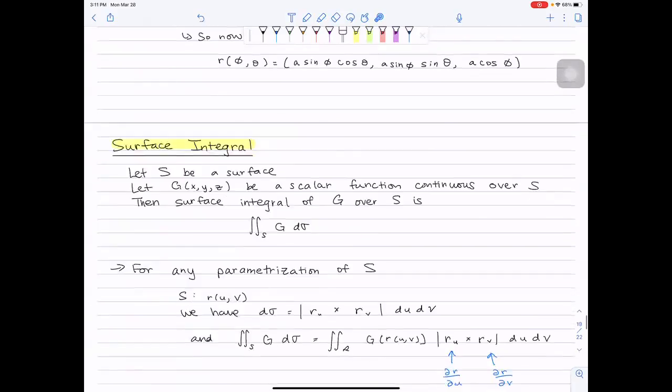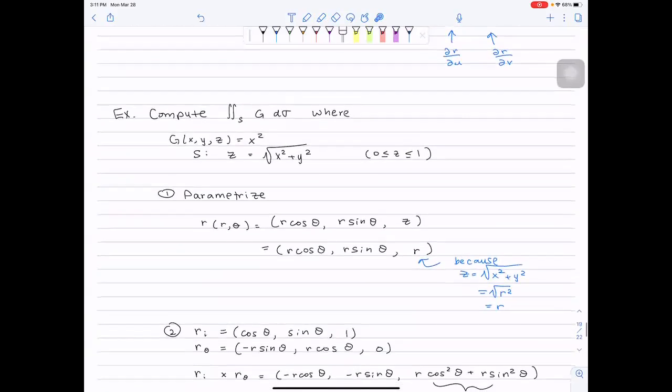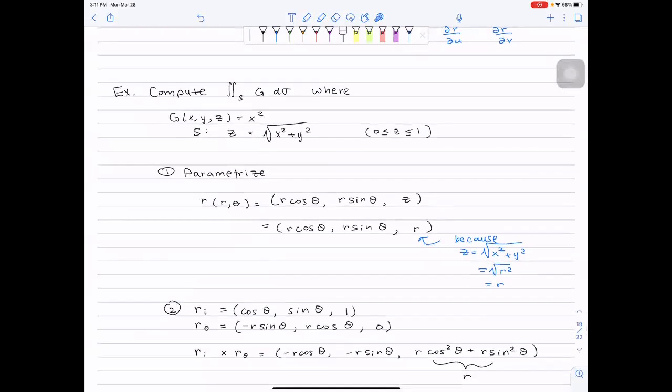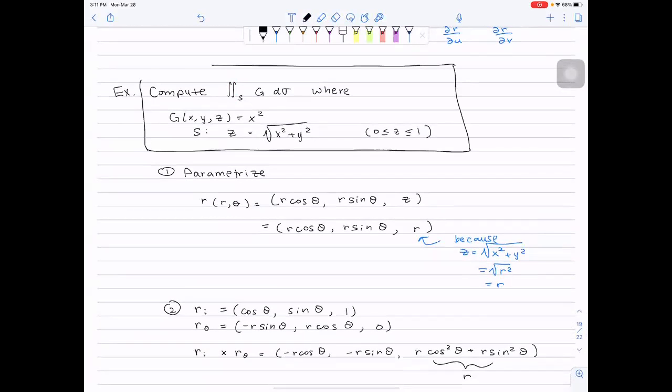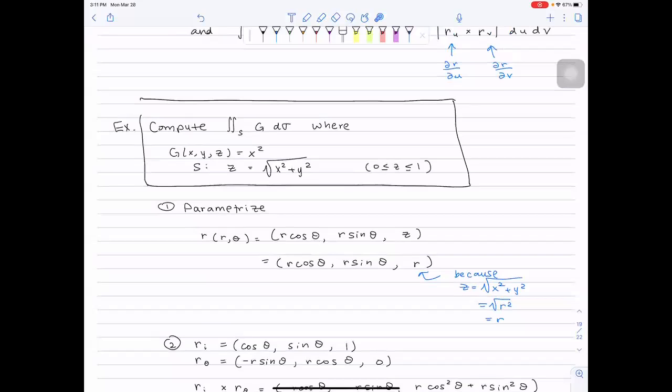Okay, so let me just do an example. If we wanted to compute the double integral of g, where g is that and S is our surface is that. So this is our question. How do we compute this surface integral? So step 1 is we want to parameterize it. What does parameterizing mean? Well, right now we have an equation in terms of 3 variables, x, y, and z. We don't want 3 variables. Instead, let's get rid of one of the variables.